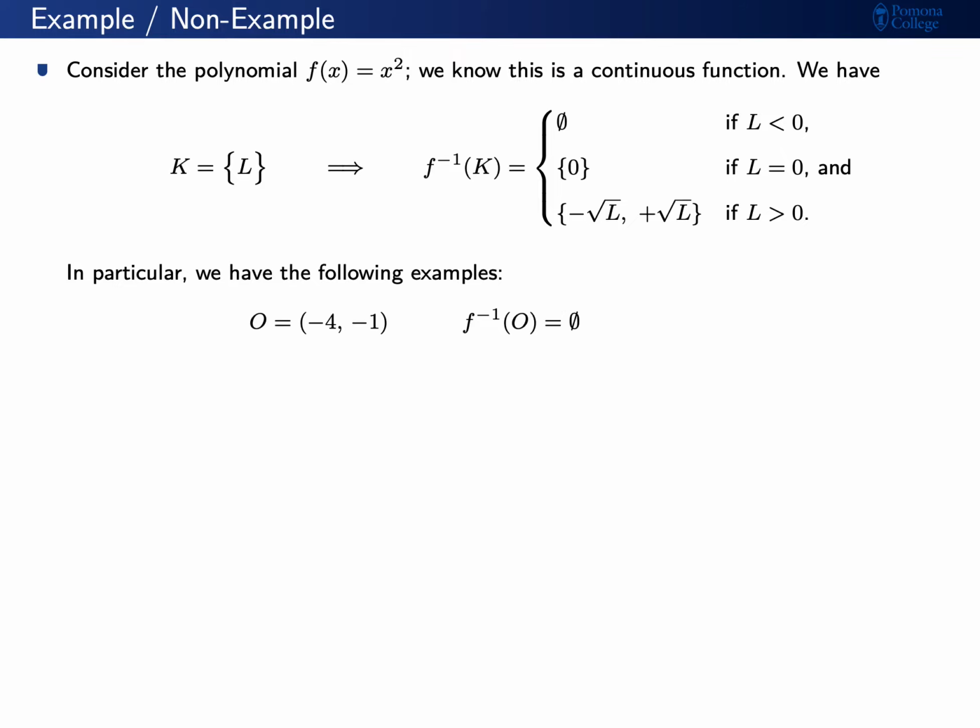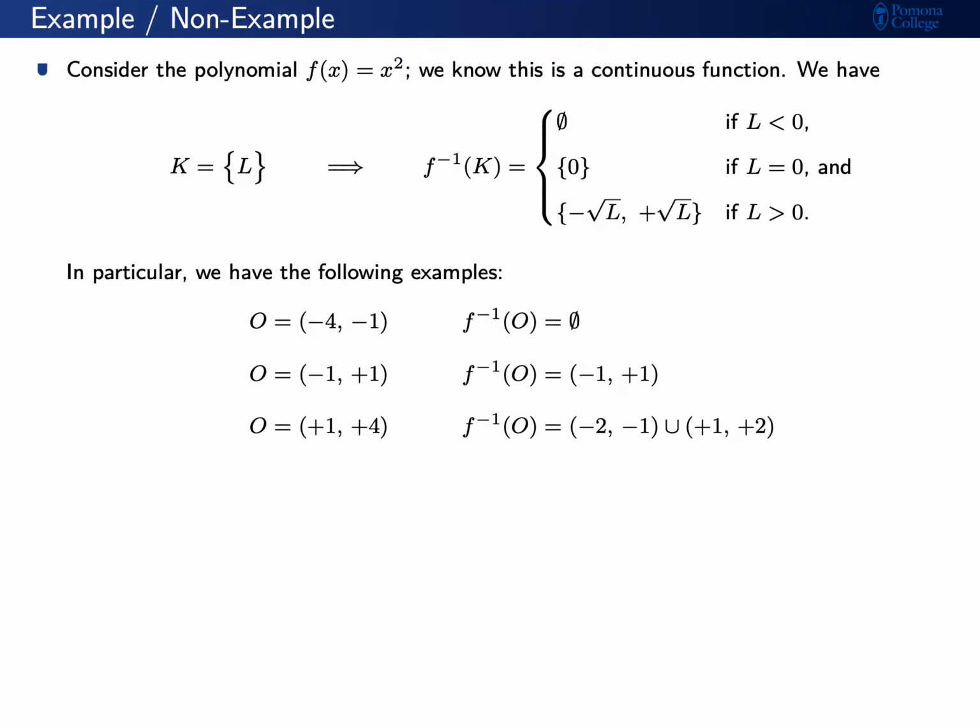Let's consider the open interval from -4 to -1. In this case, all of our L's are negative, so f^{-1} of this open interval is the empty set. The empty set is still an open set. Next, let's consider the open interval from -1 to +1. Now, we'll have to consider the L's between -1 and +1, but of course, the only L's that are really of interest would be the L's greater than or equal to 0. So in this case, f^{-1} of this open set is the open interval from -1 to +1. Again, this is an open set.